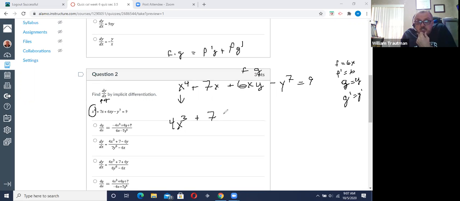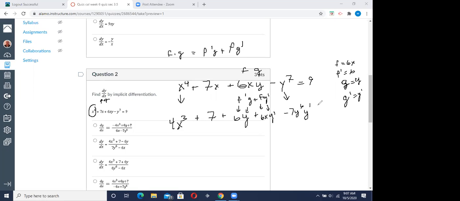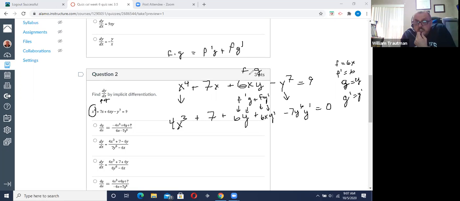So when we use the product rule, I put F prime G plus F G prime. F prime is 6 times G, which is y, plus F is 6x, and G prime is y prime. And then we take the derivative of negative y to the seventh, which is negative 7y to the sixth times y prime, since we're taking the derivative with respect to x, and the derivative of 9 is 0.